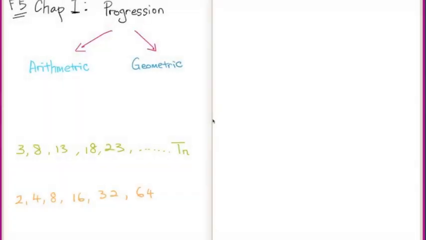Online series. Today I'm going to show you Maths Form 5 Chapter 1, Progression. As for background or introduction, this chapter is a very important chapter and it teaches you how to get a general equation for a series of numbers. There will be two different types of progression: arithmetic progression and geometric progression.